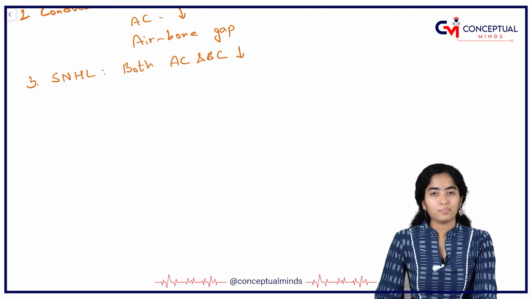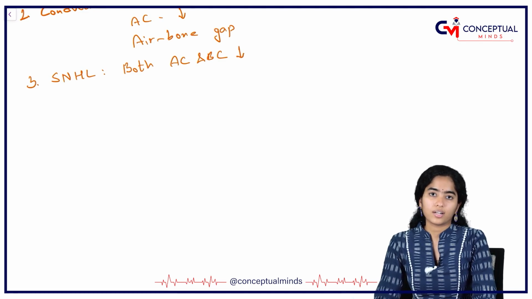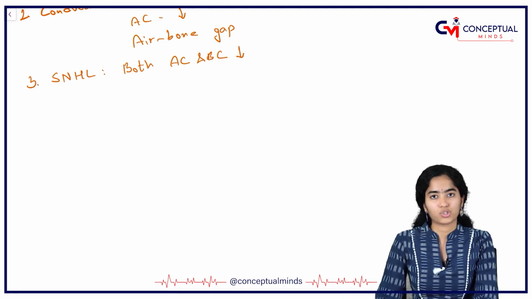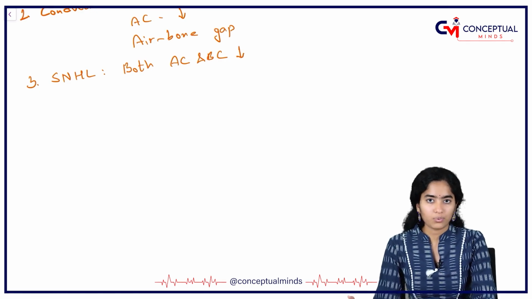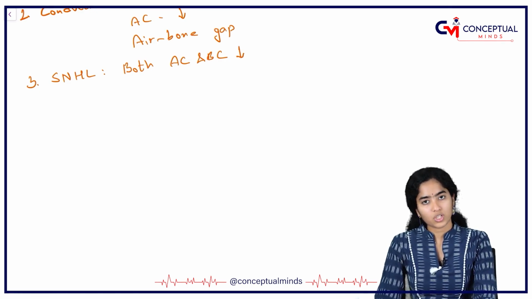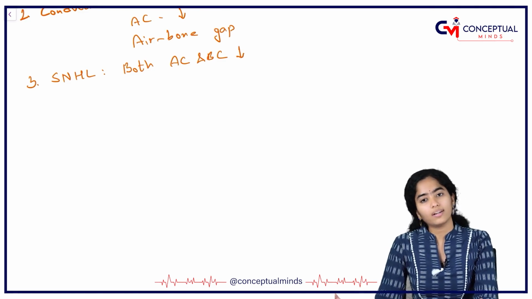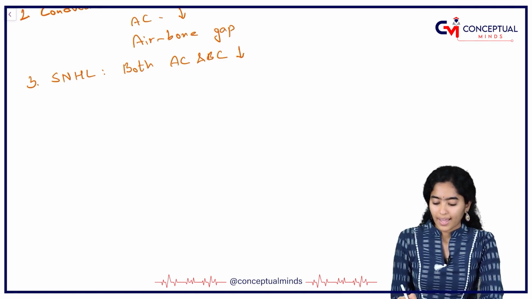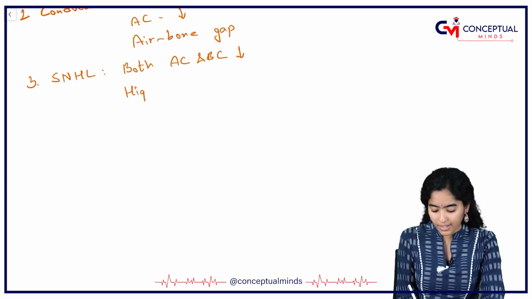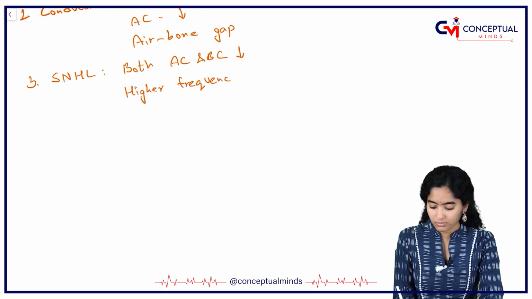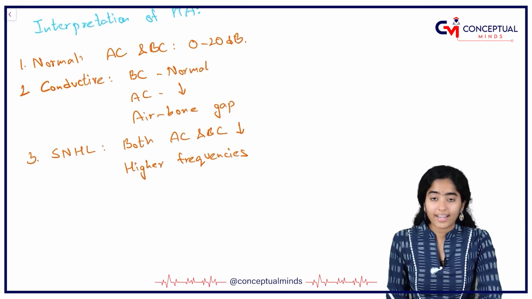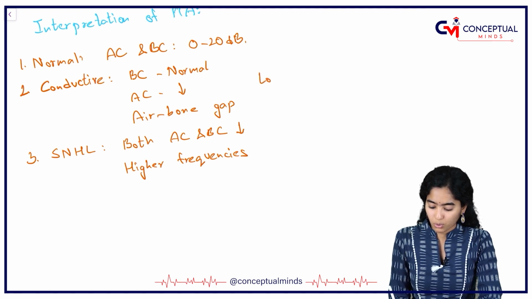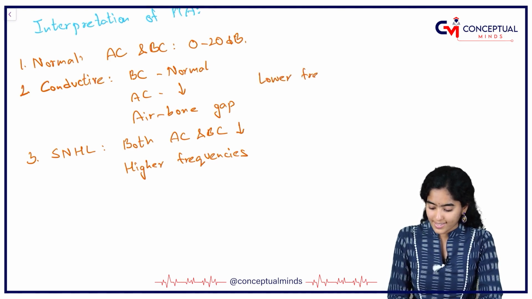Because while we are measuring air conduction, we are checking the conductive apparatus plus the cochlear function. So, in sensorineural hearing loss, bone conduction is anyhow reduced. Air conduction measures bone conduction also, so air conduction is also reduced. And this is seen more at higher frequencies. In conductive hearing loss, the air conduction reduction is observed more in lower frequencies.